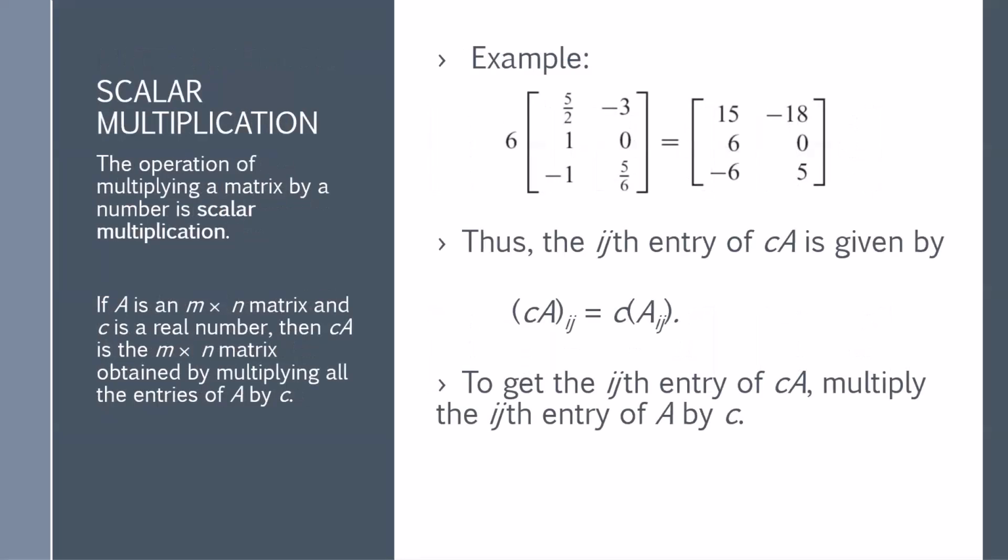Another operation we may want to do on a matrix is called scalar multiplication. The idea of multiplying a matrix by a non-zero number. So if we have a matrix A that's m by n and a real number C, then CA is the m by n matrix that's obtained when we multiply each entry by C. So in my example, 5 halves times 6 is 15. Negative 3 times 6 is negative 18, and so on. So the multiplication is done in each component of the matrix.